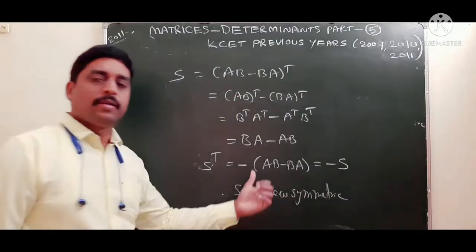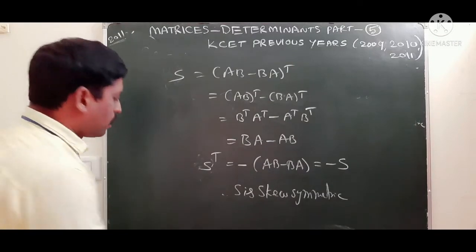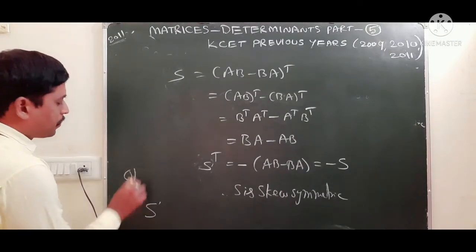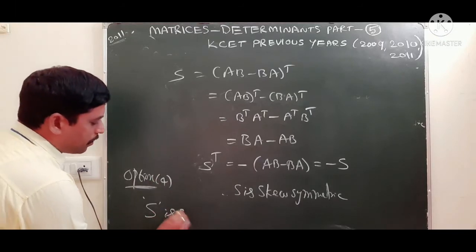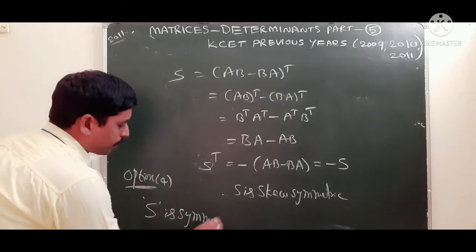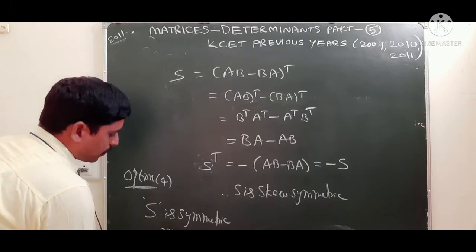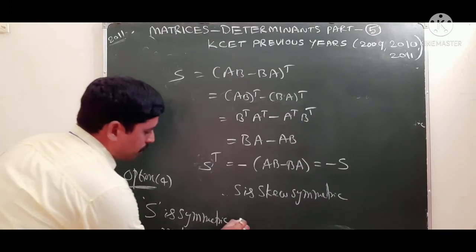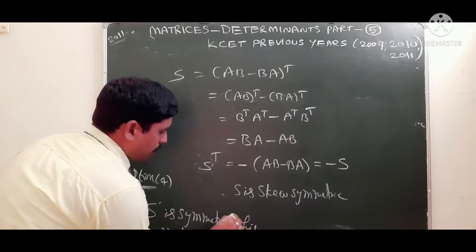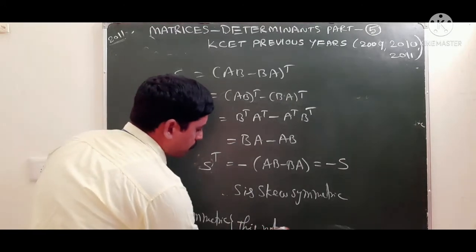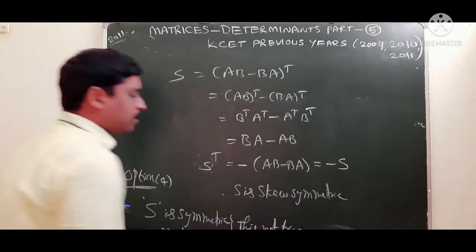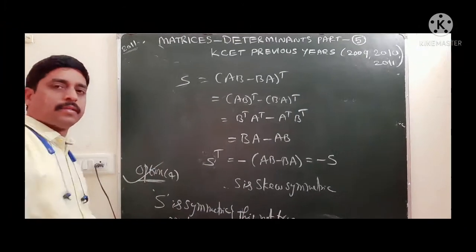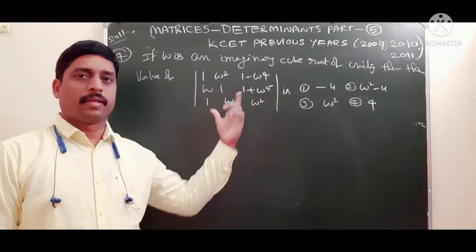But in the fourth option, what is given? S is a symmetric matrix is given. So this option is not true. Option 4 is not true. So let us look at the next question.